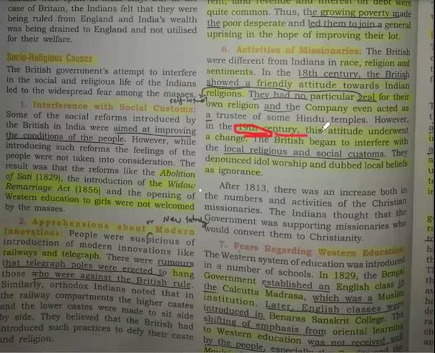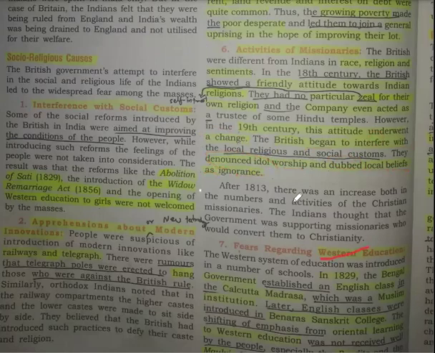However, in the 19th century, this attitude underwent a change. The British began to interfere with the local religious and social customs. They denounced idol worship and dubbed local beliefs as ignorance.